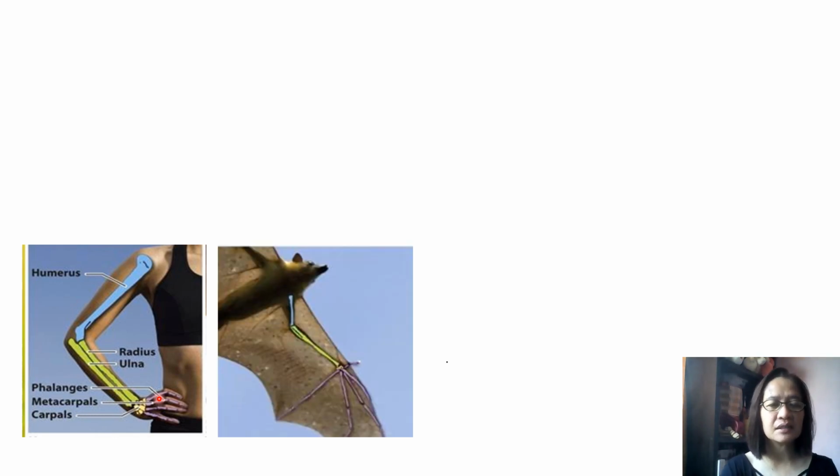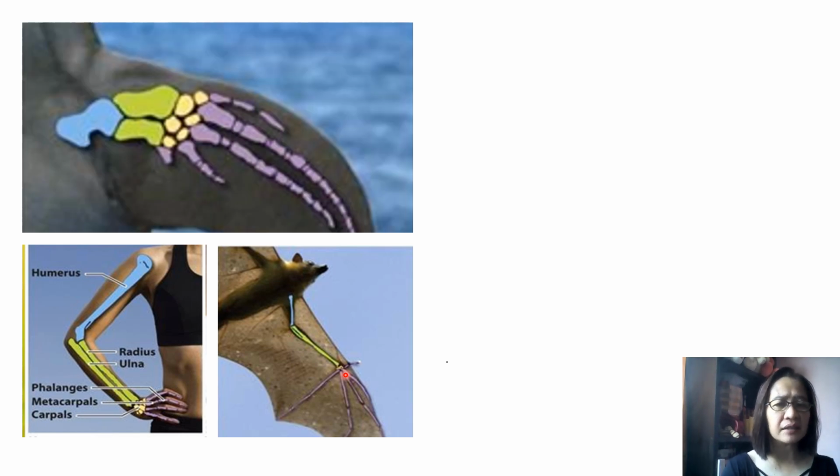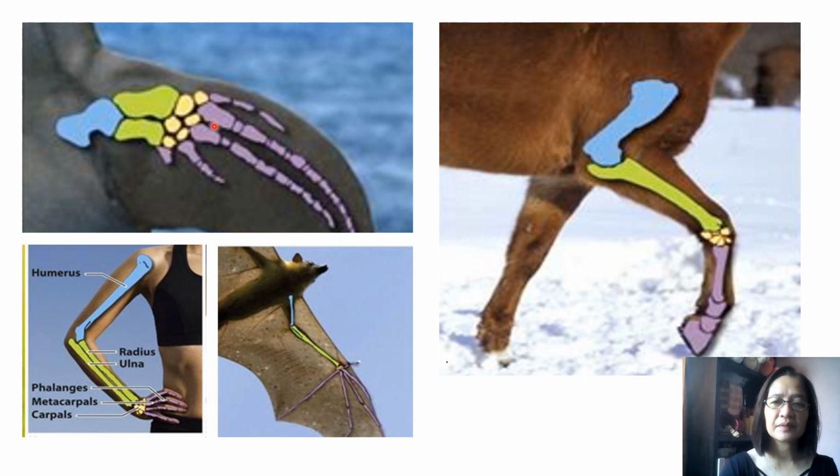How about on the back? Same color. Ibig sabihin, meron din tong humerus, meron din tong radius and ulna, phalanges, metacarpals, and carpals. Sa whale, kita natin, pares din sila ng kulay, diba? So, ibig sabihin, ito ay humerus, ito ay radius and ulna, the phalanges, the metacarpals, and carpals. Sa kabayo, meron din pala itong humerus. May radius and ulna, may phalanges, metacarpals, carpals.